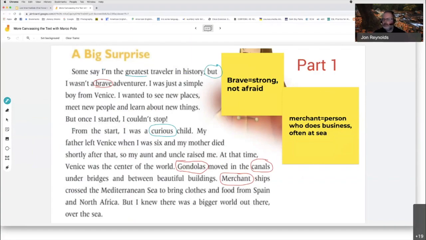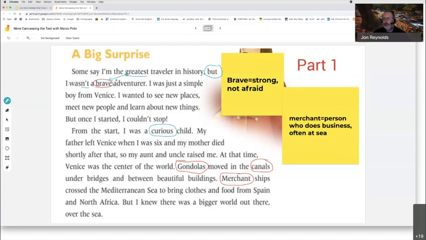What do you think, Miriam? I think the meaning is the opposite. So maybe it's the opposite idea. Good, Rihanna. So for example, some say I'm the greatest, but maybe I'm not. So in this case, that's what he says. I wasn't a brave adventurer. Now, when I see that kind of combination, greatest, right, and then not brave, brave must be a kind of positive word.